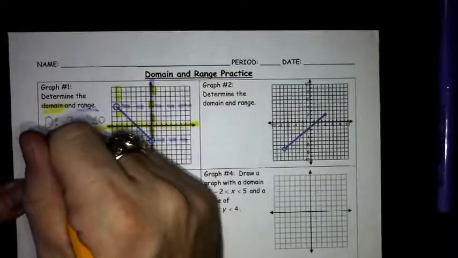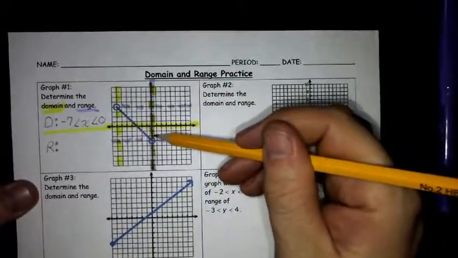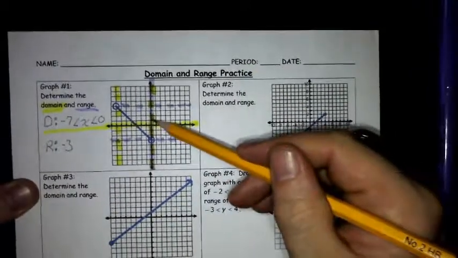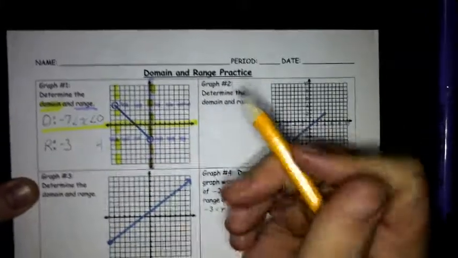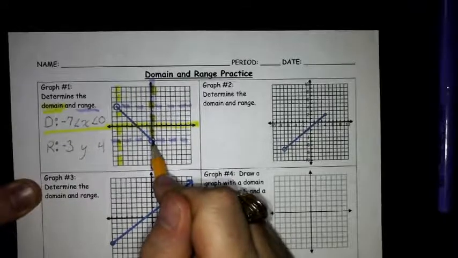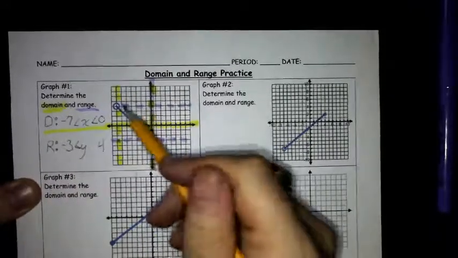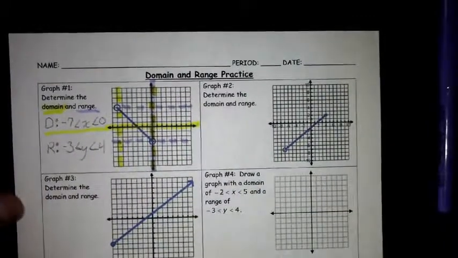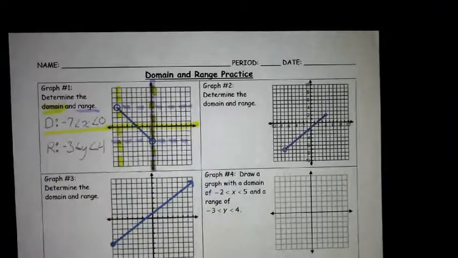So for my range, well, my lowest value would be -1, 2, 3, -3. My highest value would be 1, 2, 3, 4 at +4. I know that range is the letter Y. And again, I can't touch -3 because of the open circle. And I can't touch 4 again because of the open circle. And so that would be my range.